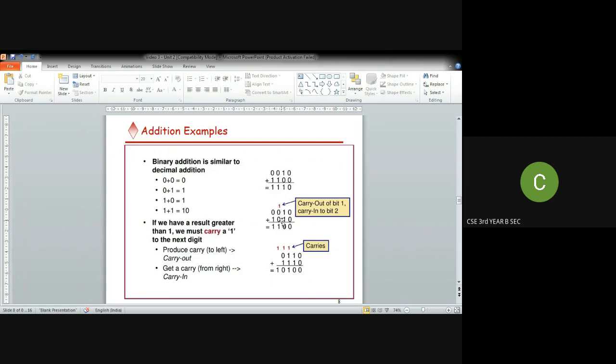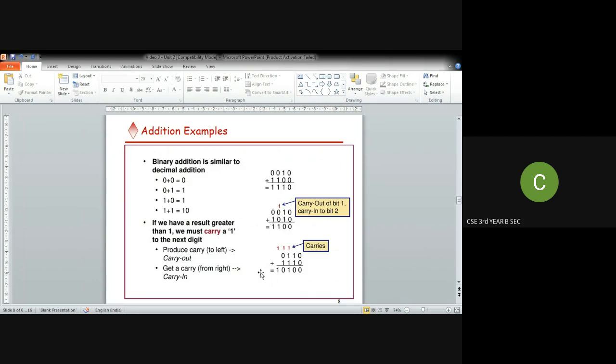In the next one, 0 0 1 0 and 1 0 1 0 are added. 0 plus 0 is 0, then 1 plus 1. 1 plus 1 is 10, which means the sum is 0 and the carry is 1. The carry is given as an input to the next bit. This is called carry out of bit 1 and carry into bit 2. So we have to add all three numbers: 1 plus 0 plus 0, the answer is 1. Then 0 plus 1 is 1. So this is the way.